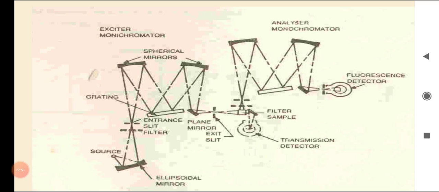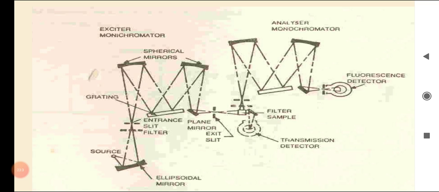It consists of a source. The source is usually a xenon or 150 watts xenon arc lamp, used as a source of radiation in a spectrofluorimeter. The electromagnetic radiation it generates is focused onto the ellipsoidal mirror. This ellipsoidal mirror projects the electromagnetic radiation onto the spherical mirrors through the filters and slits.